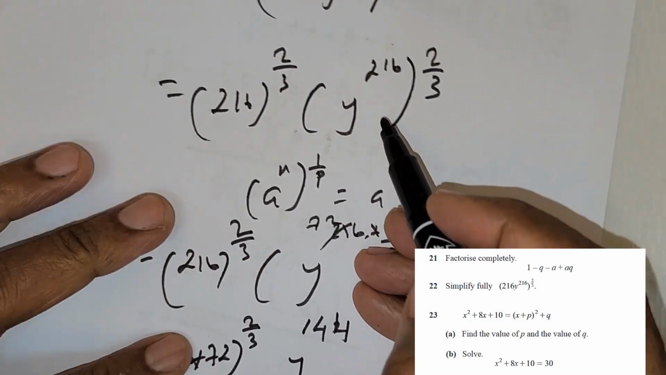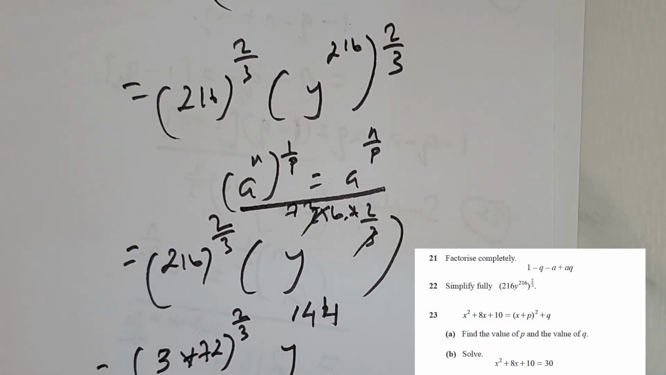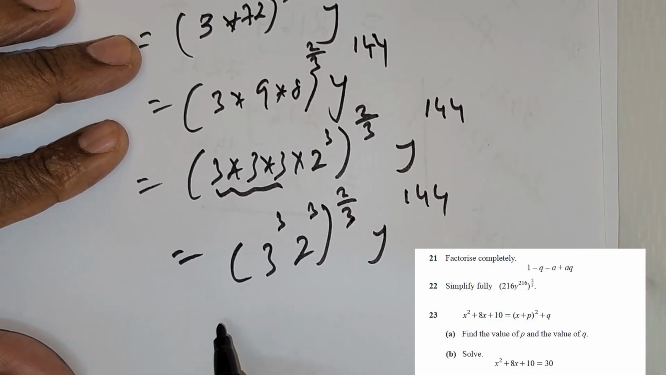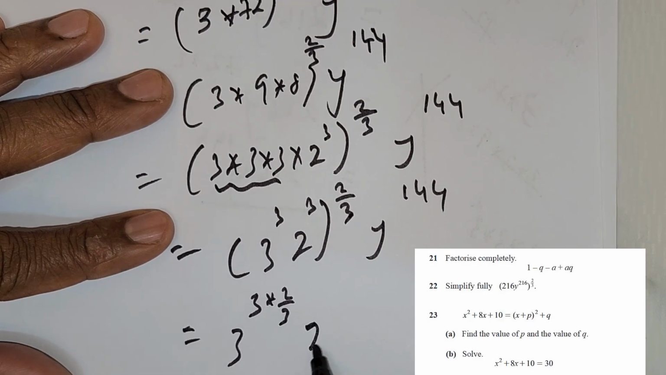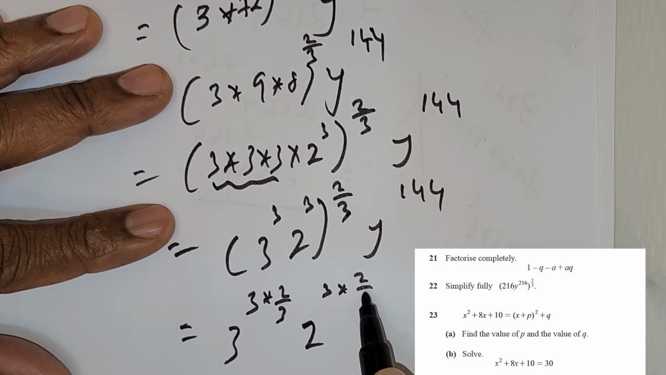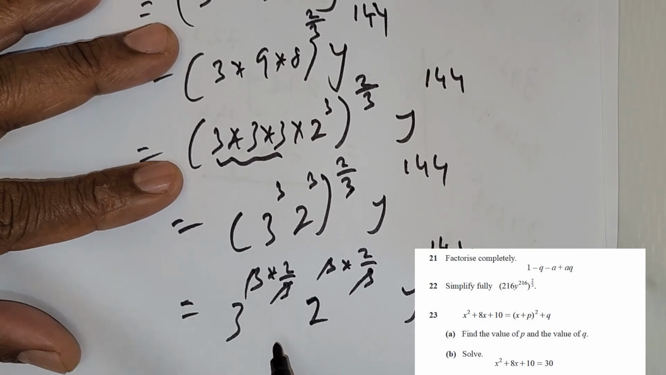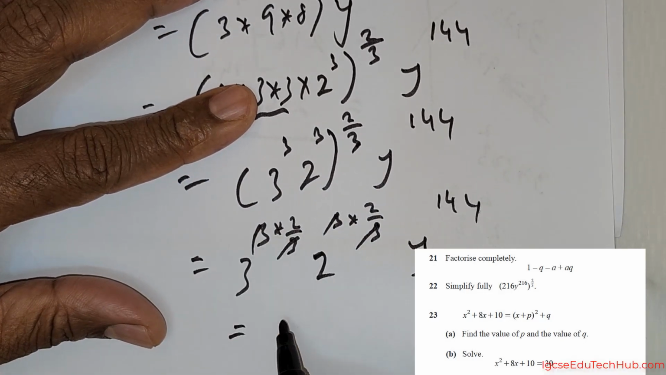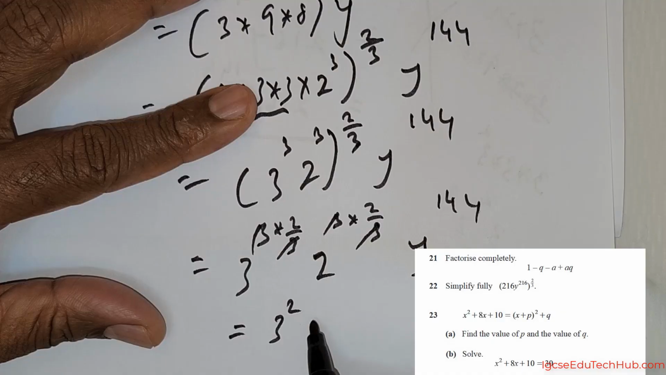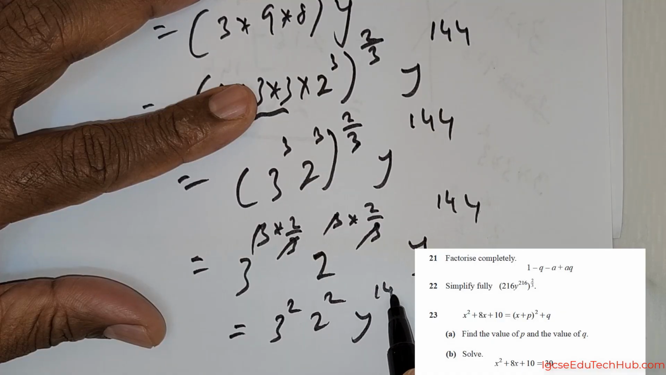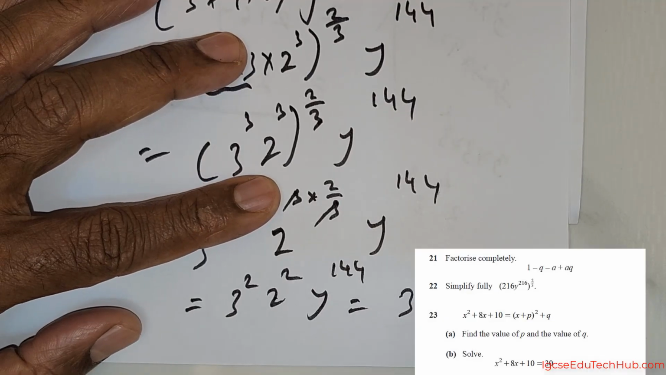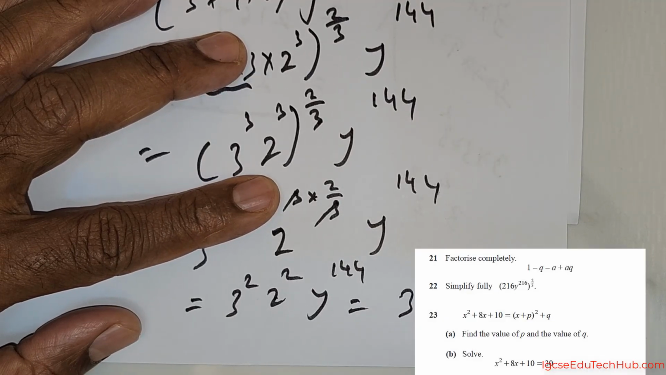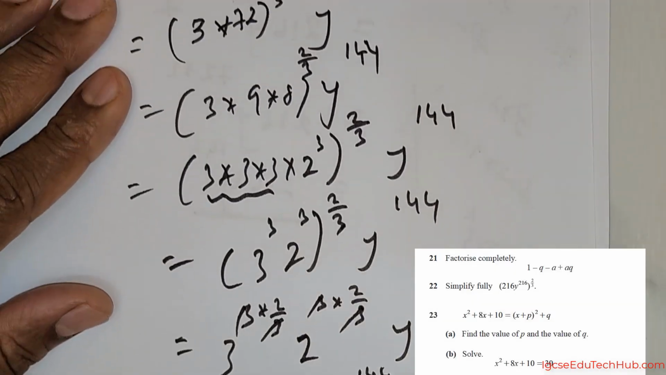Now as I just mentioned, for this rule of indices, we can rewrite this as 3 raised to the power of 3 into 2 over 3, 2 raised to the power of 3 into 2 over 3, y raised to the power of 144. 3 gets cancelled, giving you 3 squared and 2 squared, y raised to the power of 144. 3 squared is 9, 2 squared is 4, 9 fours are 36, y raised to the power of 144. That's the solution for this question.